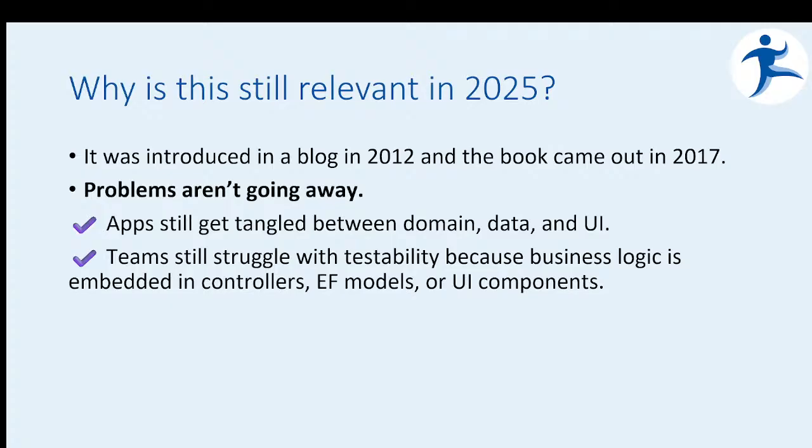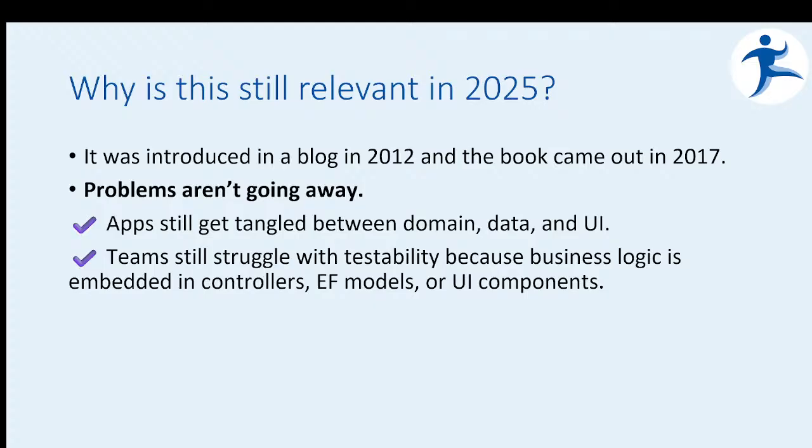Now, why is this still relevant? This was introduced back in 2012. The book came out in 2017. So this has been around quite a while. But the thing is, those problems aren't going away. So apps are still going to get tangled. You're still going to see domain and data and UI, and you still see developers who tend to mix them, and it gets gross to maintain.